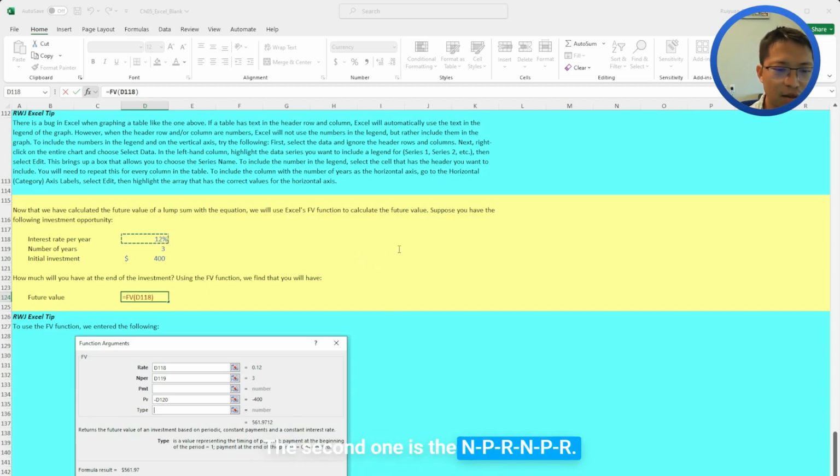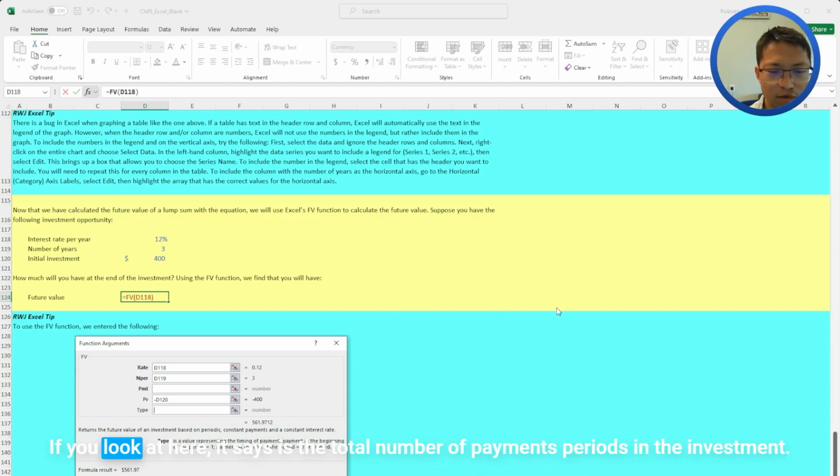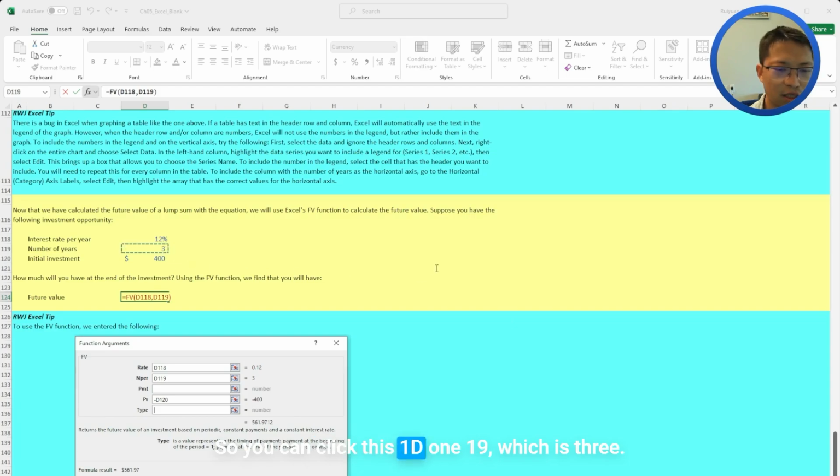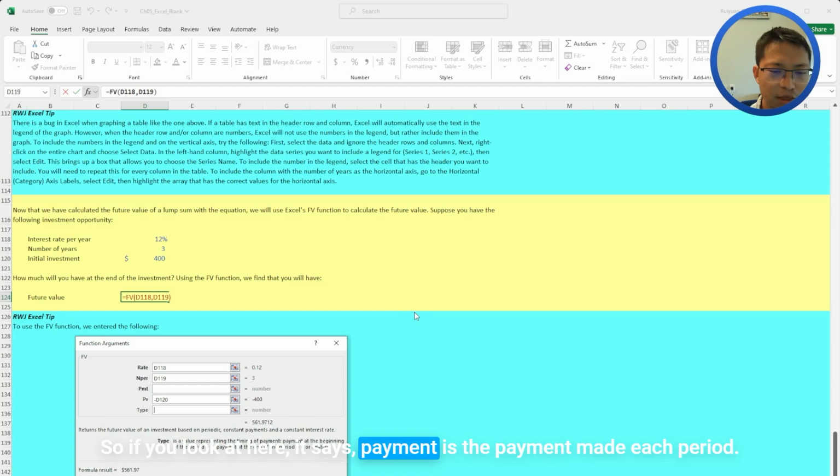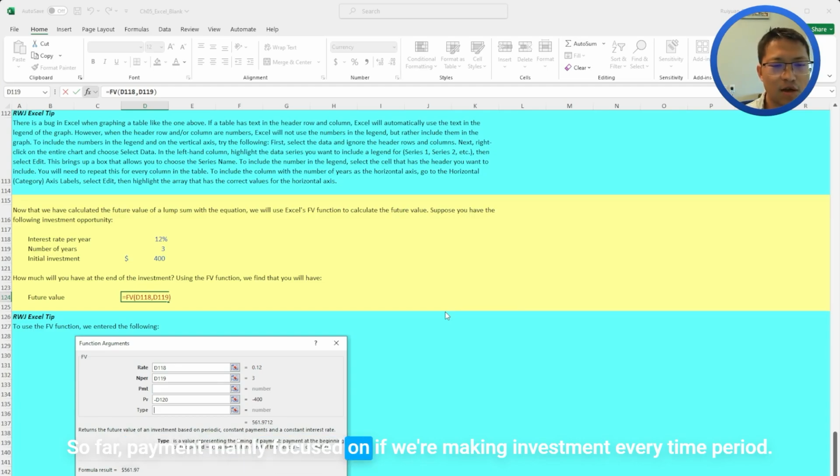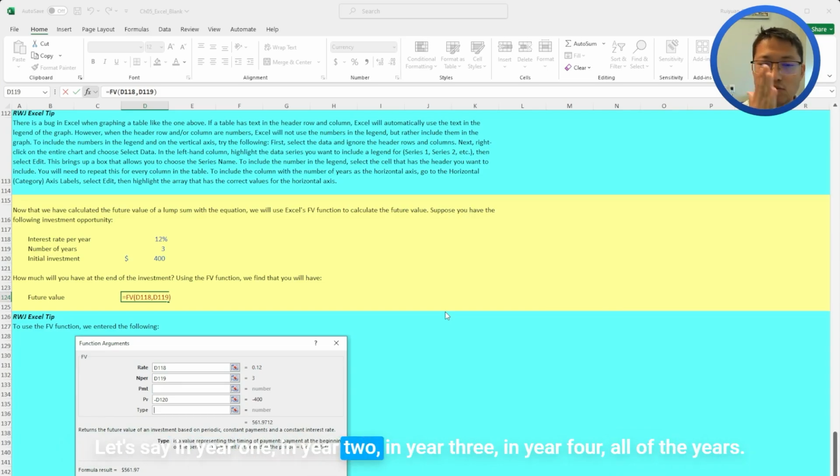The second one is the NPER. If you look here, it says NPER is the total number of payment periods in the investment, right? So you can click this one, D119, which is 3. The third one is payment, right? If you look here, it says payment is the payment made each period. It cannot change over the life of the investment. Payment mainly focuses on whether we're making an investment every time period, let's say in year 1, year 2, year 3, year 4, all the years.